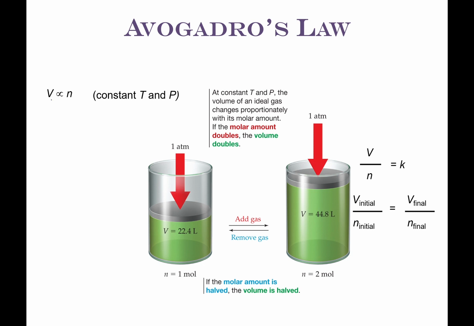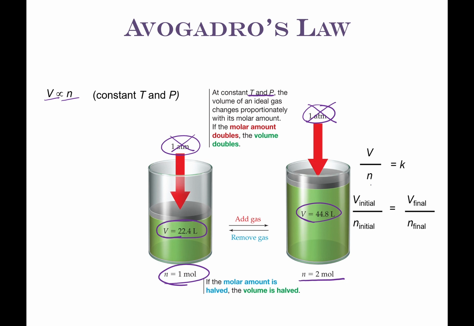But this is Avogadro's law, and it says that the volume and the number of moles are proportional. So constant temperature and pressure, the volume and the number of moles are going to change proportionately. Look at this volume, 22.4 for 1 atmosphere and 1 mole. So the pressure is going to be remaining constant, so we don't look at that one. But if we increase the number of moles, we double it, we also double the volume. No matter what the gas is, if I double the moles, I'm doubling the volume. If I cut the moles in half, I'm going to halve the volume.